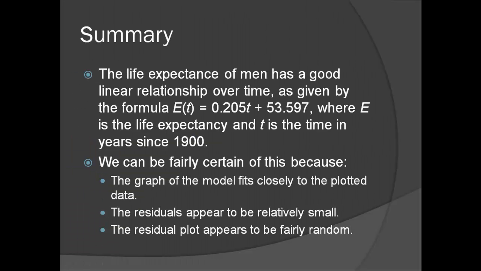In conclusion, the life expectancy of men has a good linear relationship over time, as given by the formula E of t equals 0.205t plus 53.597, where E is the life expectancy and t is the time in years since 1900.